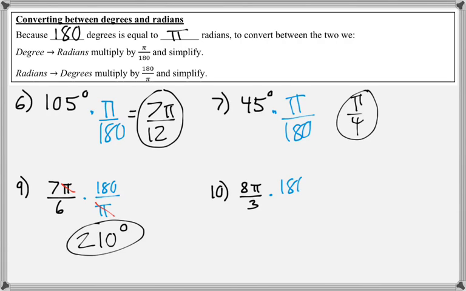So times 180 over pi, the pi's cancel out.